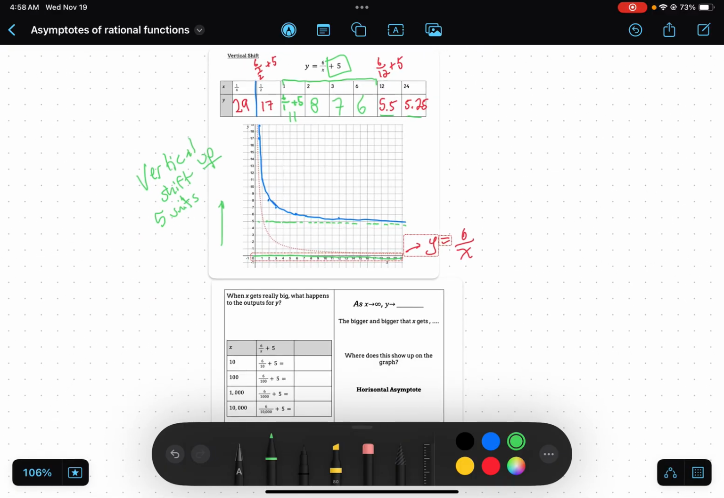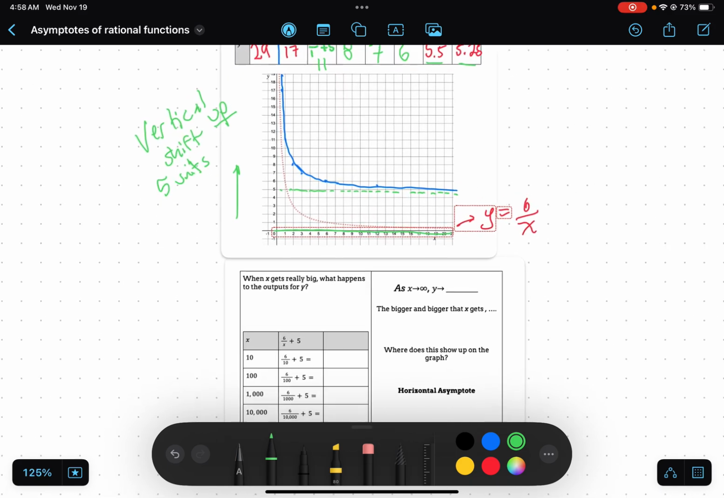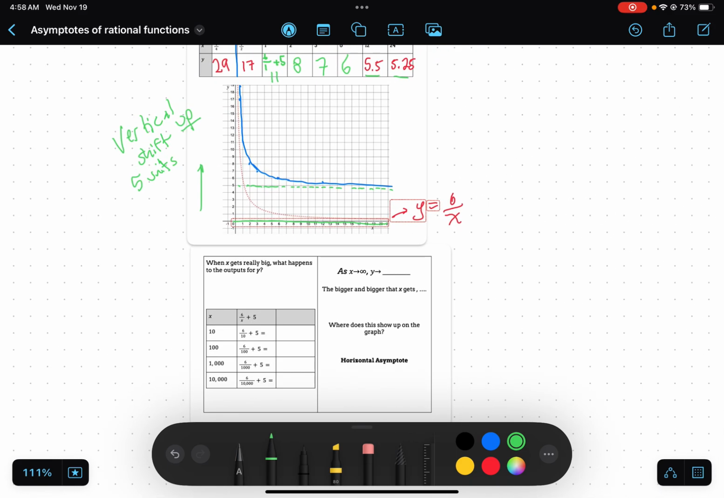So when x gets really big, what's happening to our outputs for y? Take a minute and fill in this data table. Think about how it'll be related to the previous one. So if I use 10, well, 6 divided by 10 is 6/10 plus 5. So it will be 5.6. Pause the video for a sec and try to fill out those last 3 entries and see what you notice.